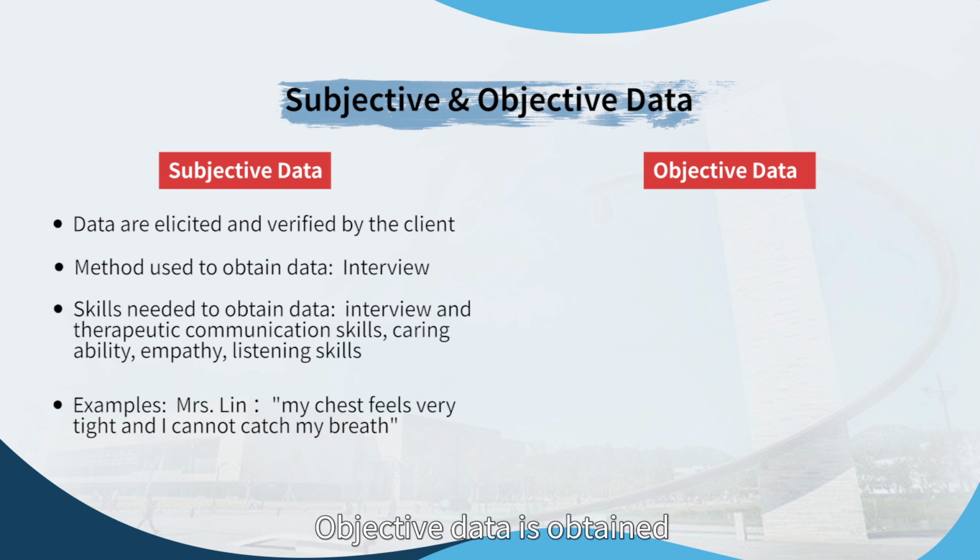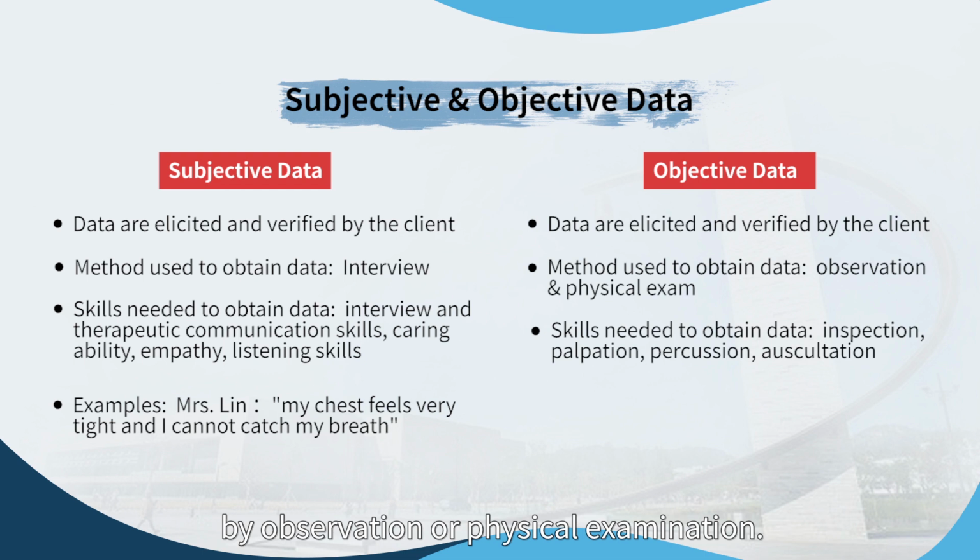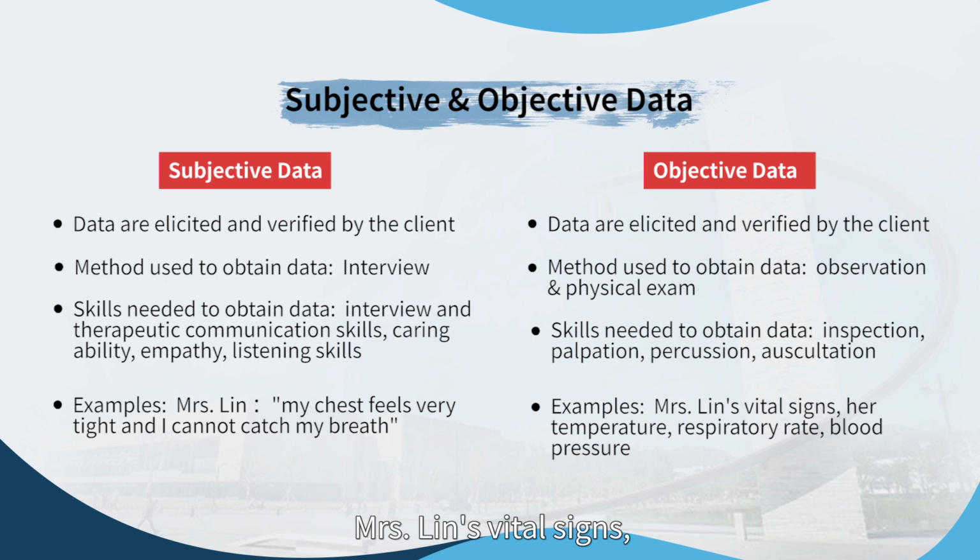Objective data is obtained by observation or physical examination. Vital signs, intake and output, height and weight are examples of objective data. In this case, the nurse measured Mrs. Lin's vital signs, her temperature, respiratory rate, blood pressure. These are the objective data obtained by the nurse.